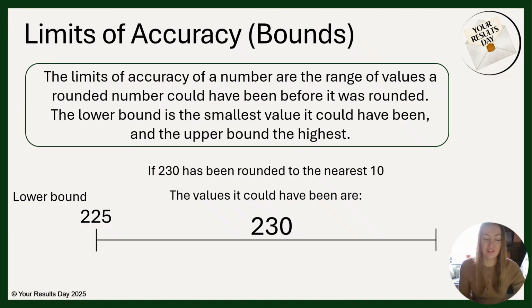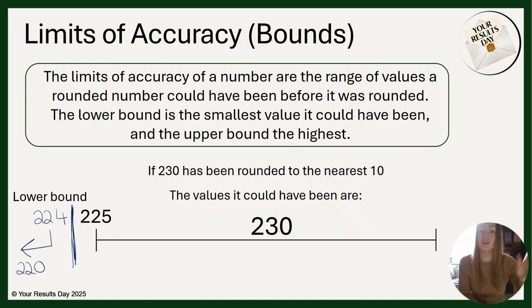So the lower bound of this number is 225. If I said to you round 225 to the nearest 10, you would tell me 230. Whereas if we went one lower and we went to 224 and rounded that to the nearest 10, well, that one would round to 220, not 230. So that's how we know that the cut-off point is 225. That's the lowest number that when rounding to the nearest 10 will get to 230.